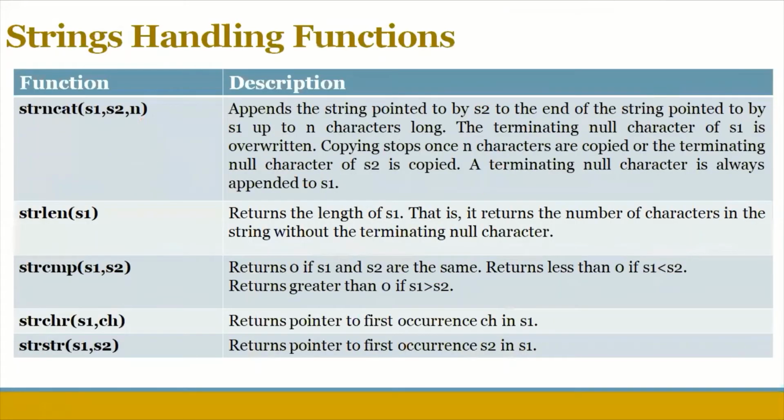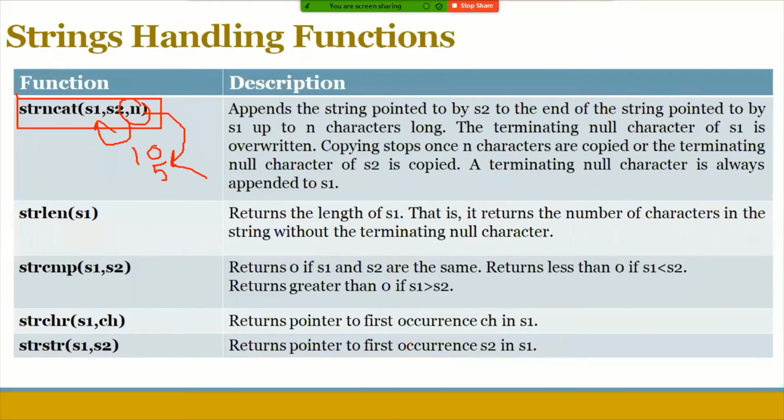Then the next one, string concatenation up to n number of characters. Here we will not concatenate the whole thing at the end of the first string, only a specified number of characters. For example, the second string contains 10 characters. Out of those 10 characters, I want to append only 5 characters, then the value of n will be 5. So then 5 characters from that second string will be appended at the end of the first string.